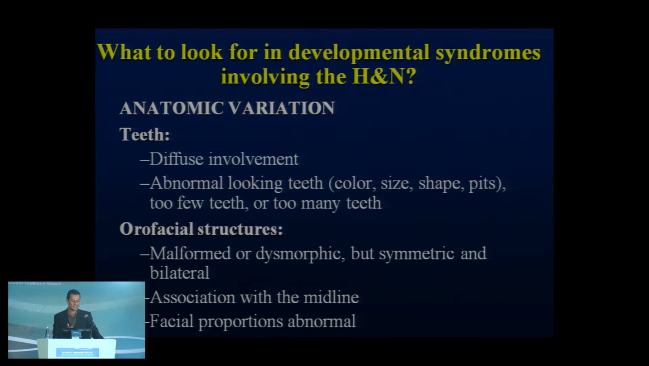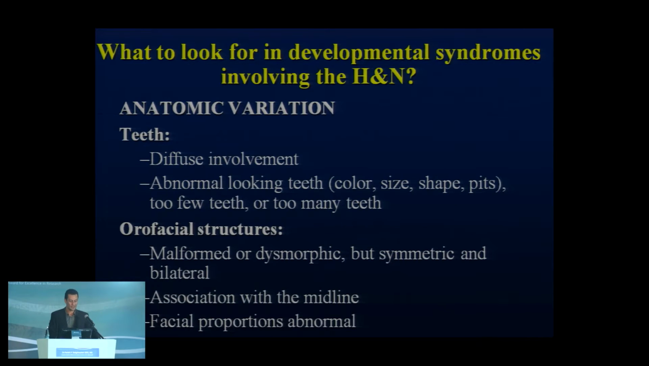So what do we look for in teeth? Diffuse involvement of teeth. Several teeth involved throughout the mouth. Abnormal looking teeth. The color of the teeth may be different. The size may be different. The shape may be different. There may be pitting of the teeth. Okay? There may be too few teeth, hypodontia. There may be too many teeth, hyperdontia, or an abnormal amount of teeth, oligodontia. Okay? And then orofacial structures.